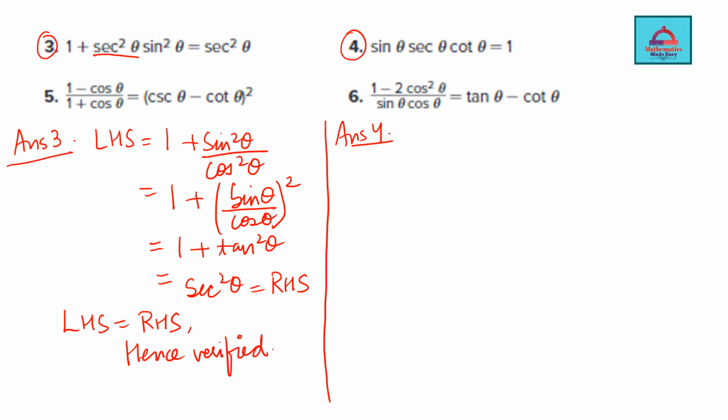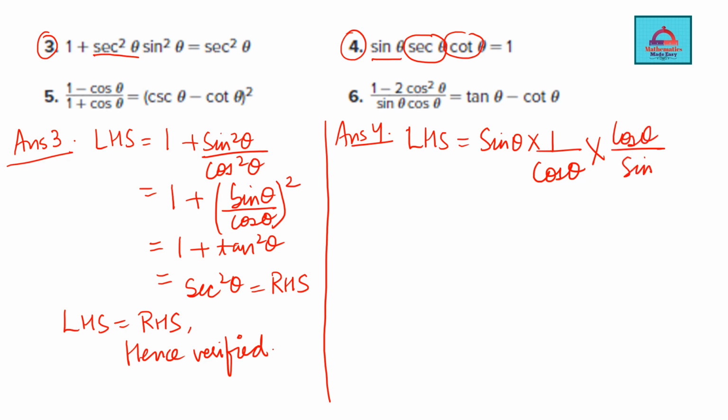Let's look at question 4 now. Again, in question 4, we will convert everything into sine and cos. This is already sine. Let's convert these two to sine and cos. So on the left hand side, you have sine theta multiplied by 1 plus cos theta, because this is reciprocal, multiplied with cos theta over sine theta.